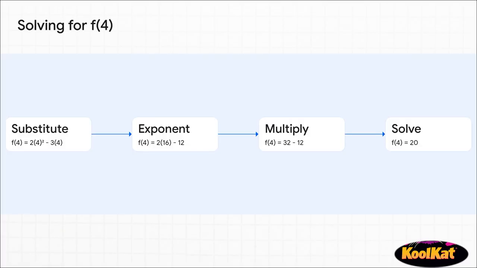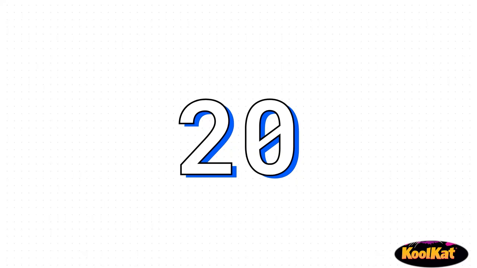So let's do it. We plug in the 4. Now you have to remember your order of operations, PEMDAS. That means we have to deal with exponents before we multiply. So 4 squared is 16. Now we can multiply. 2 times 16 is 32, and 3 times 4 is 12. And the very last step is just to subtract. 32 minus 12. And there's our answer, 20. See? Not so bad. You just solved the standard GED function problem.